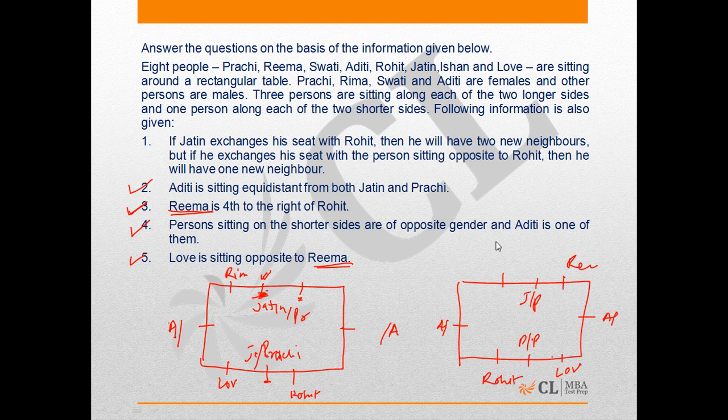And 2 persons are left now. These are Swati and Ishan, and as per statement 4, persons sitting along the shorter sides are of opposite gender, which means one of the vacant seats along the shorter side will be occupied by Ishan. Which means Swati will sit opposite to Rohit.